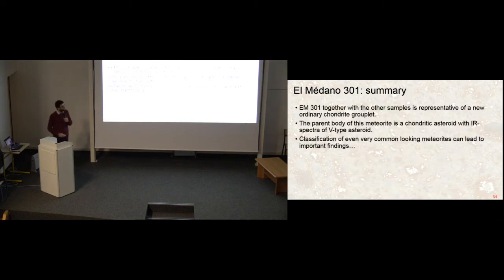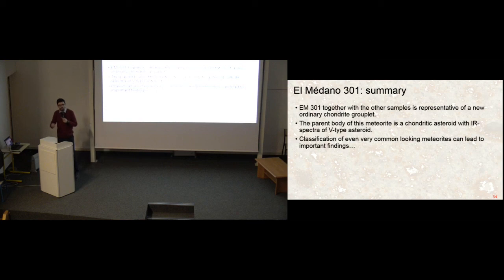So to conclude this part, El Medano, together with the other samples, we see that it is representative of a new grouplet of ordinary chondrites. The parent body of this meteorite is a chondritic asteroid, but with the IR spectra of a different type. And at the end, we also see that the classification of even very common-looking meteorites can lead to important discoveries.